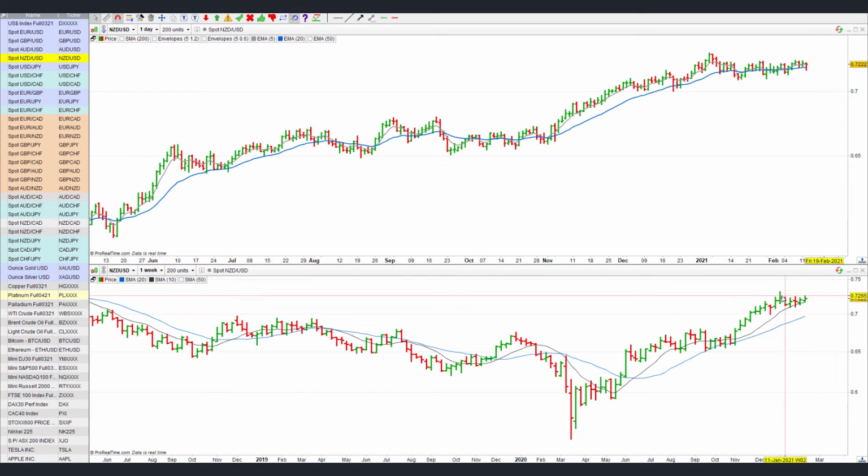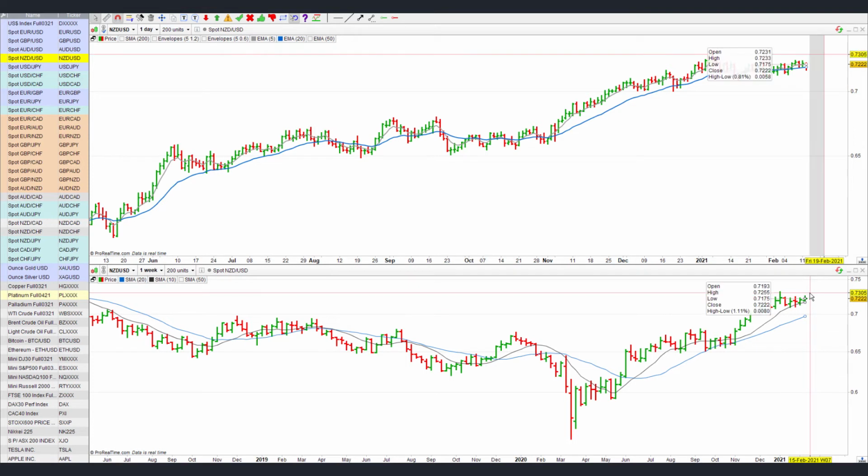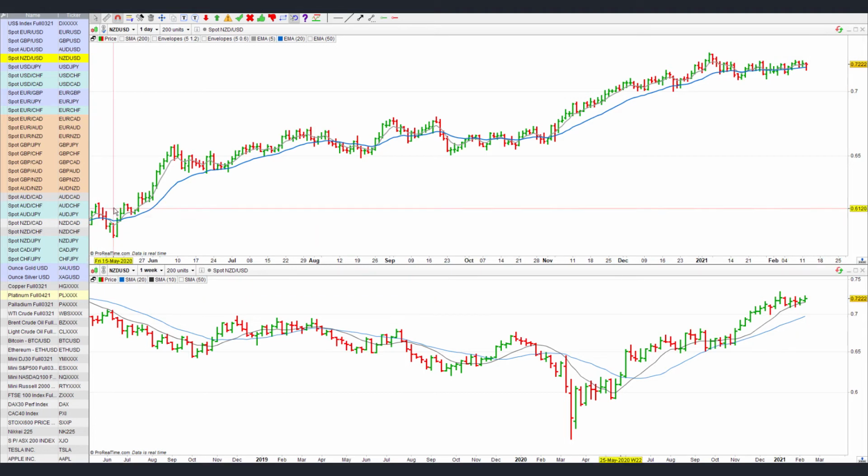But I'm not really seeing a lot of strength around the New Zealand dollar itself. So it seems to me that if it does push higher, that will be as a result of the US dollar weakening, and as a consequence, that New Zealand dollar strengthening.